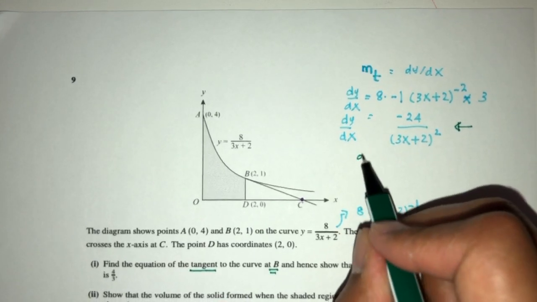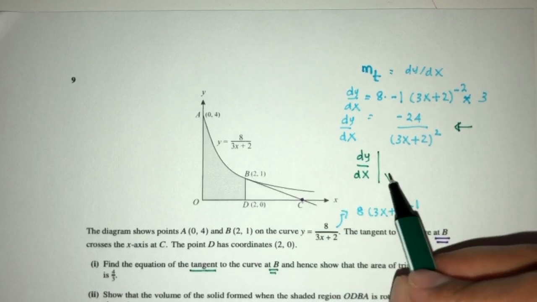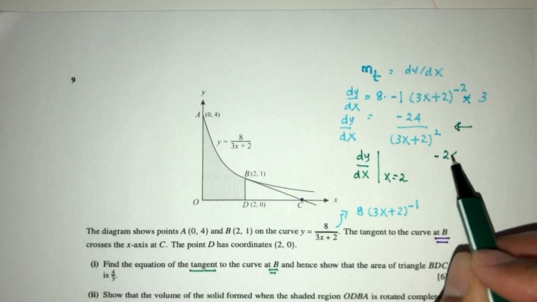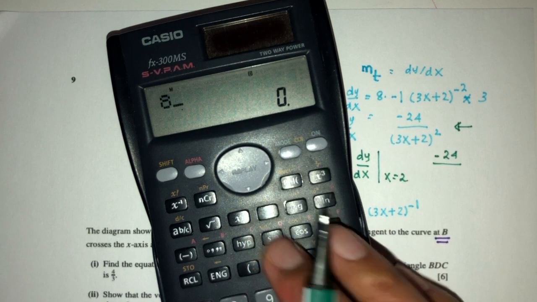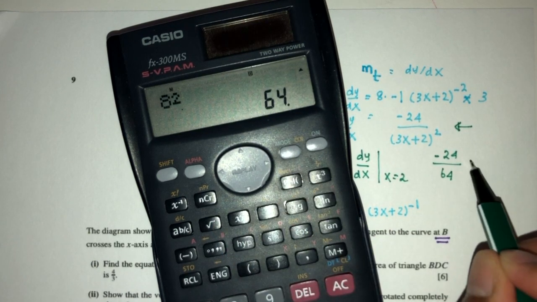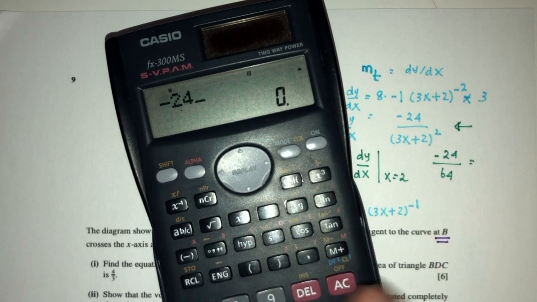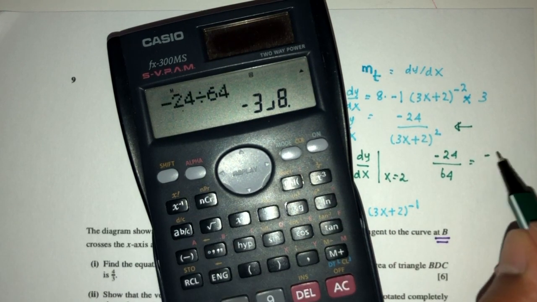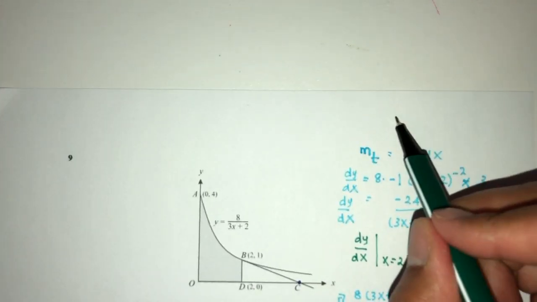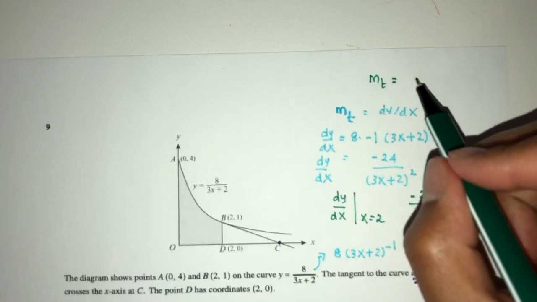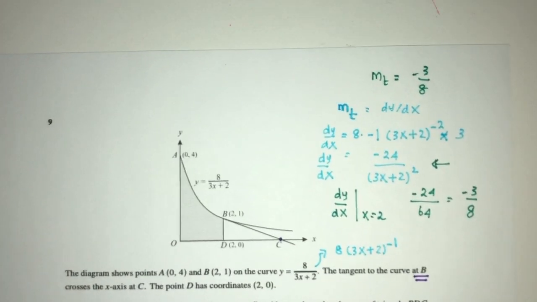Now, we have to find dy by dx at the point B. At the point B, we have the value of x equal to 2. That will be minus 24 over 3 times 2 is 6, plus 2 is 8. Square will be 64. Right, let's check. 3 times 2 is 6 plus 2 is 8. Square 64, so minus 24 divided by 64 should be minus 3 over 8. So we conclude that at the point B, the gradient of the tangent has to be minus 3 over 8.